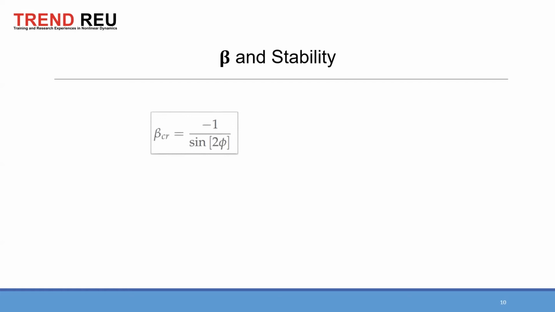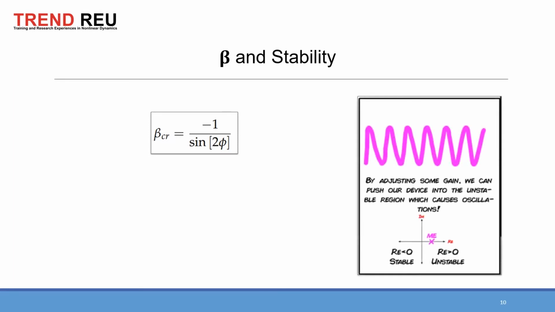We did some derivations to find what's called a Hopf bifurcation, where the system transitions from stable to unstable. We found that it occurred at this critical open loop gain beta CR, which is -1 over sine 2 phi. Well, what does that mean for us? It means for our oscillator, if we want to oscillate, we want to have an open loop gain that is greater than this value. We want it to be unstable.